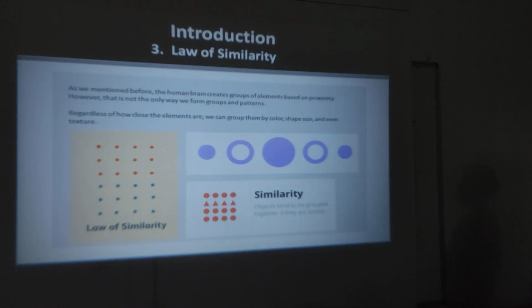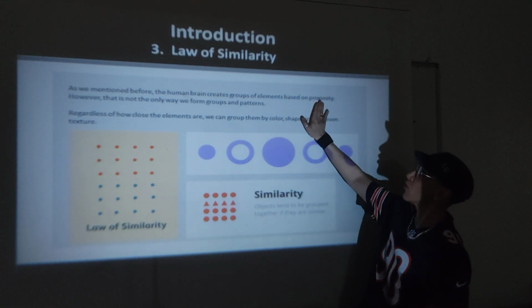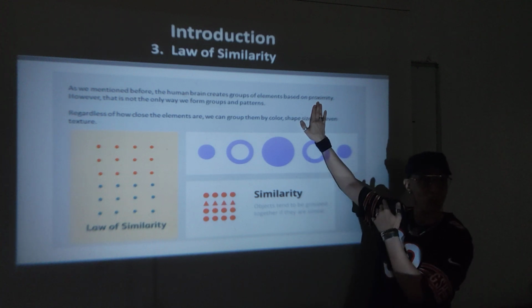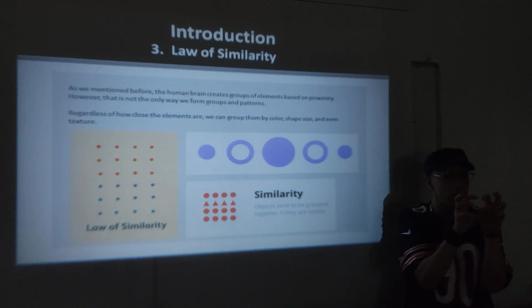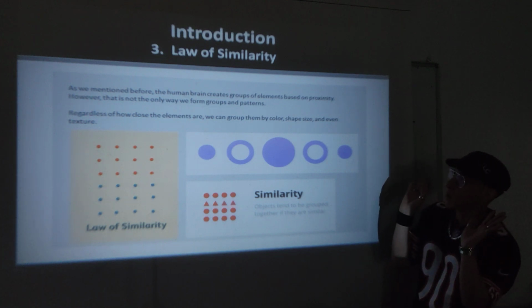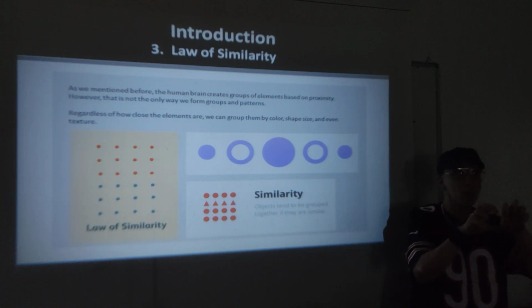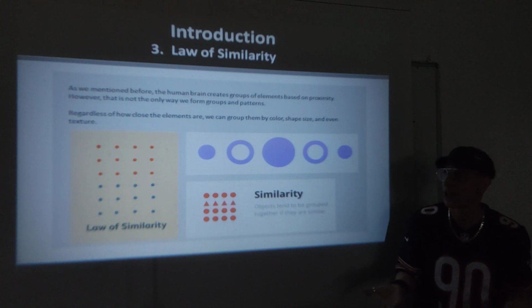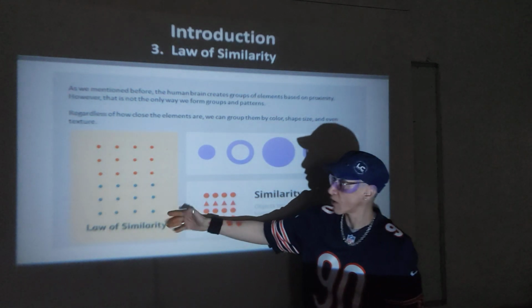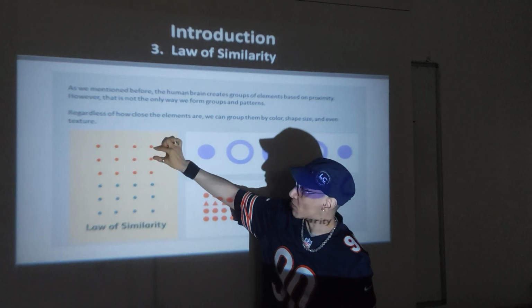Another principle, the law of similarity. What does it say? The human brain creates groups of elements based on proximity. This we know. So if something, we put two elements close to each other, we see it as belonging to each other, as a group. Okay. But this does not only mean that if I put two things together, okay, I see them as a group, but there are other methods. For example, here, look at these dots or circles.